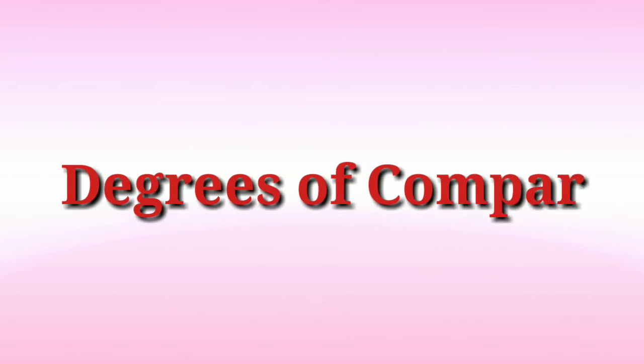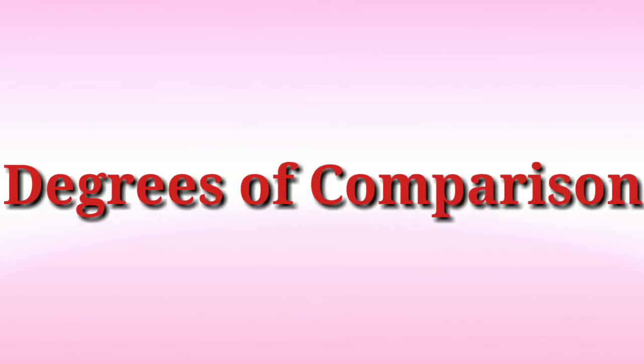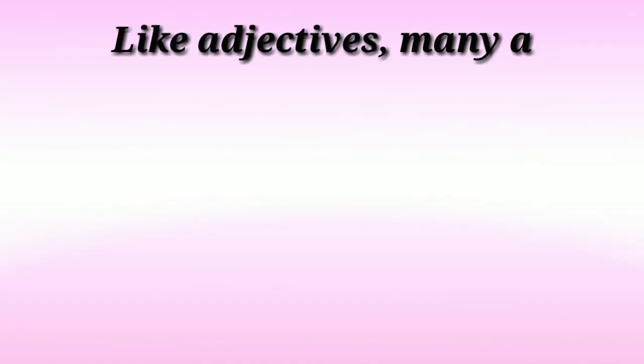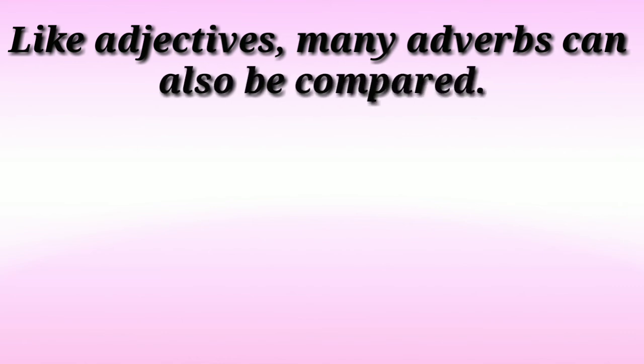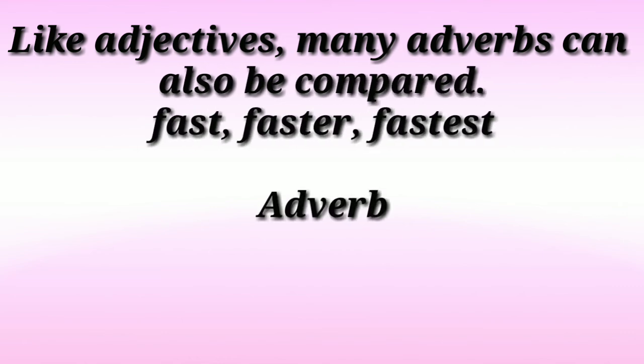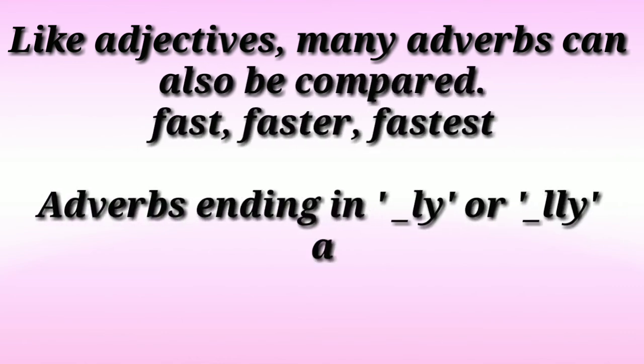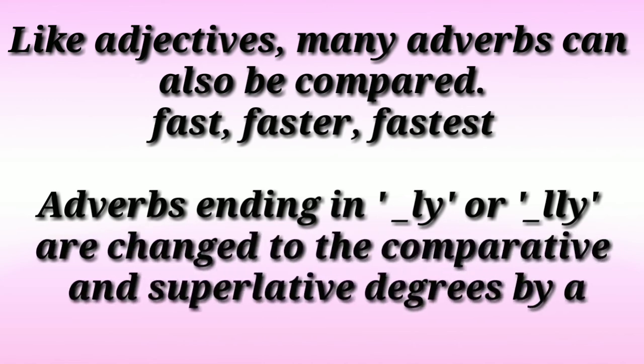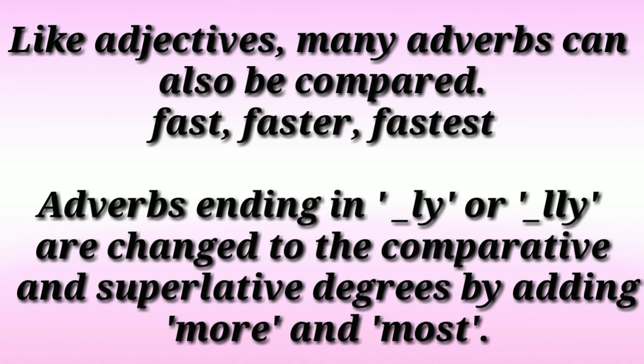Now, let us see the degrees of comparison. Like adjectives, many adverbs can also be compared. Here are the examples: fast, faster, fastest. Here, faster and fastest are the comparative and superlative degrees formed by adding er and est to the adverb fast.